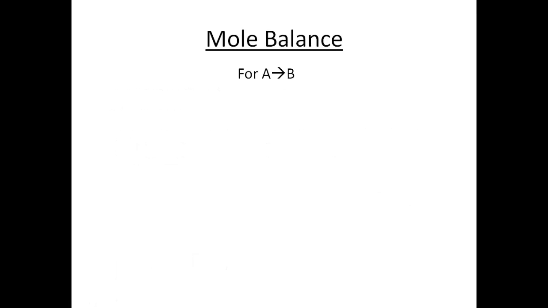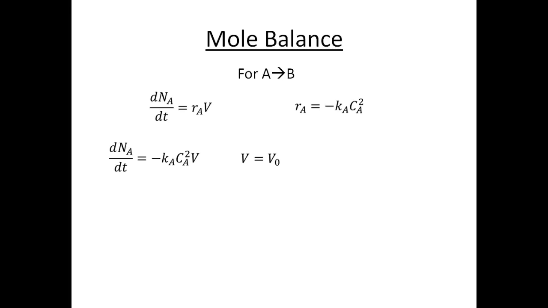Using a standard A to B system, we know that the total moles of species A per time is equal to the rate of reaction times the volume. Given a rate law, such as this second order one, we can then substitute into the original equation and get that dNA/dt is equal to negative Ka times Ca squared times the volume. In a batch reactor, the volume does not change, so V is equal to V naught.